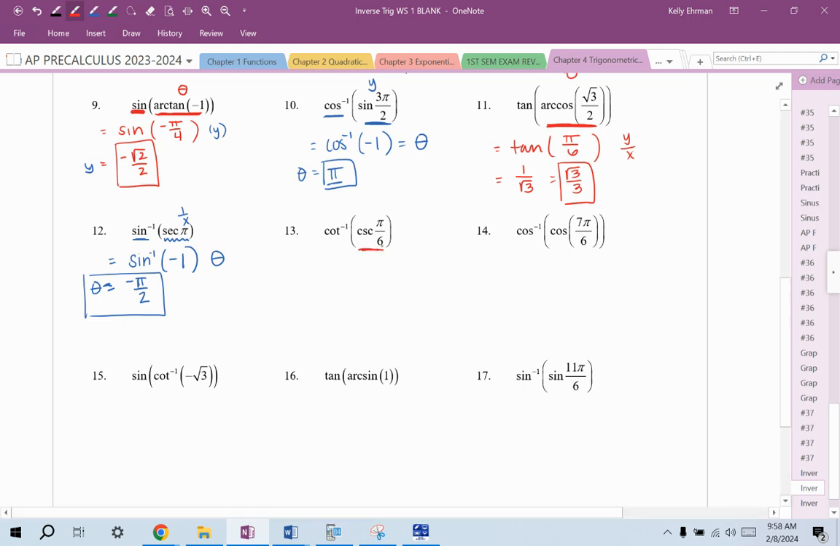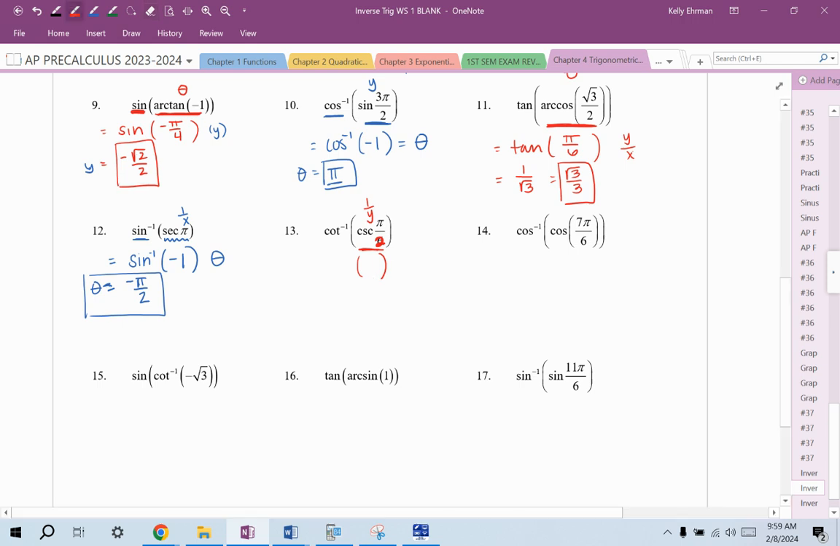The cosecant of π/6. So we want the reciprocal of the y value at π/6. So sine of π/6 is 1/2. The reciprocal of that is 2. Oh, wait, I fixed this. Sorry. This should say π/2. The reason I had to fix that is inverse, what angle makes cotangent 2? We would need a calculator for that. Okay, so start this again.